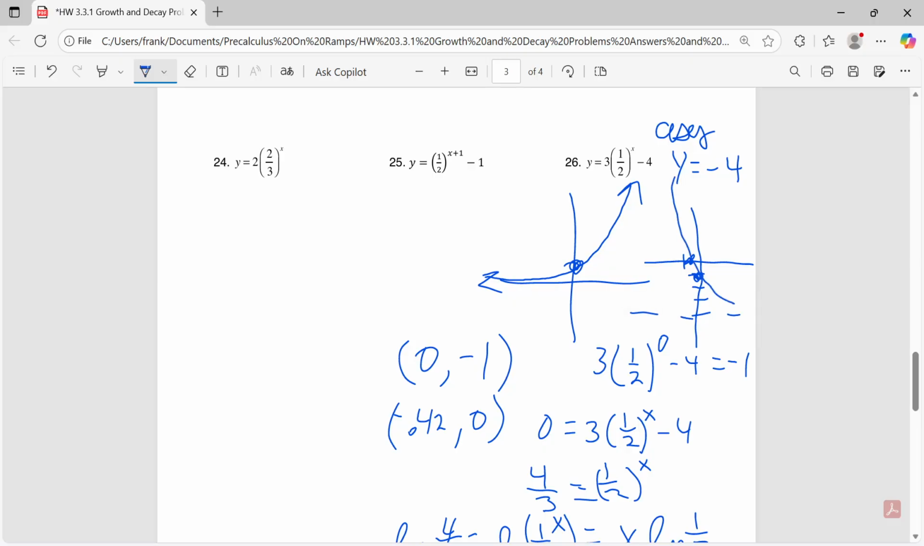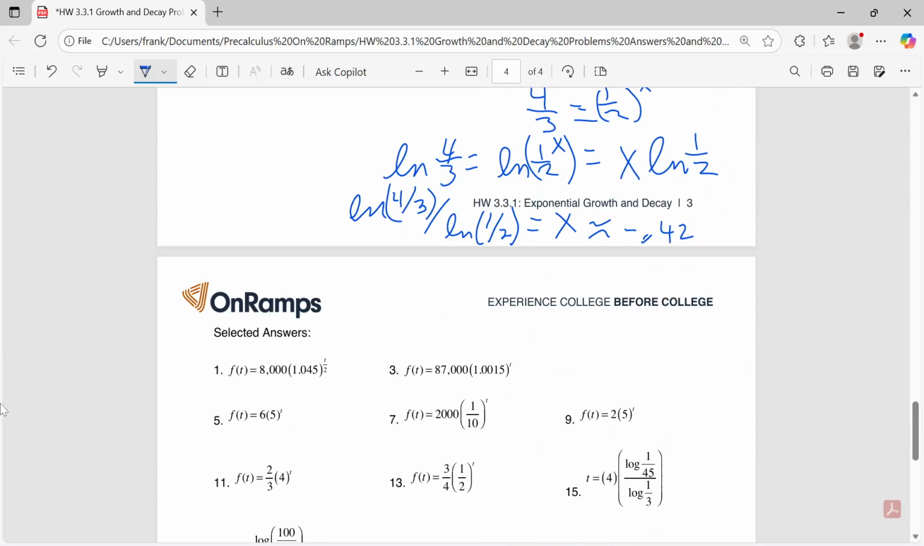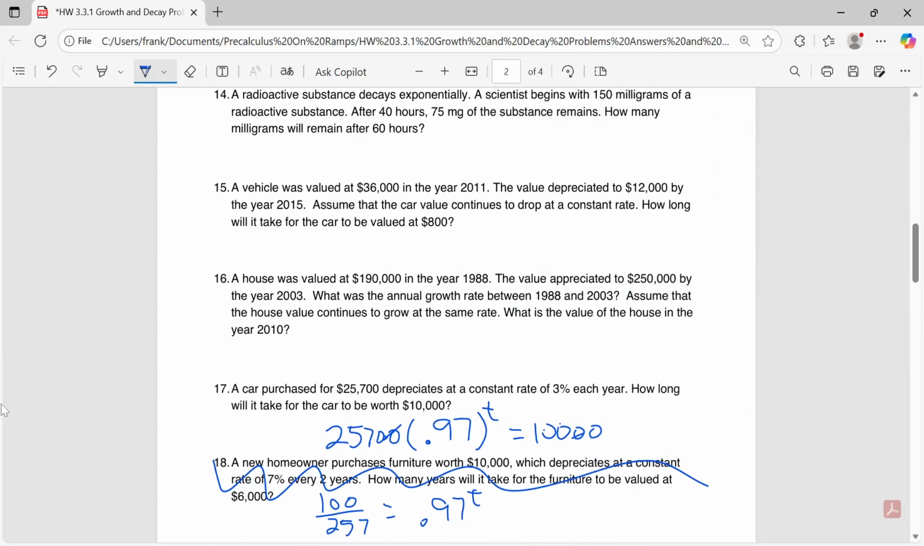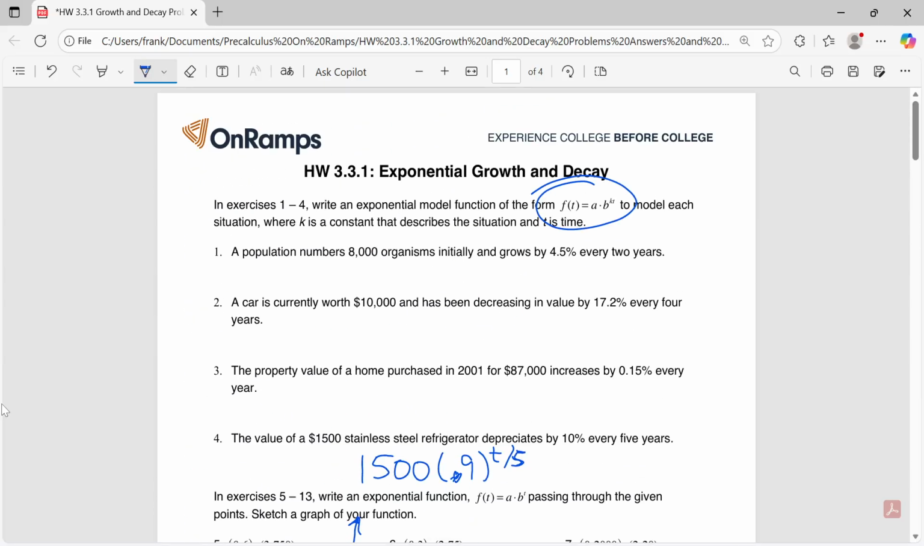So I just go whoop, like that. So there's my graph right there. And I think that's it for that worksheet. Onramps, homework 3.3.1.